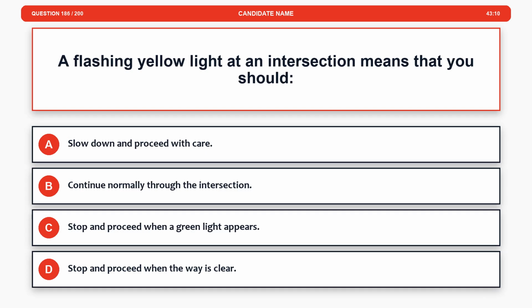Question 186. A flashing yellow light at an intersection means that you should Option A. Slow down and proceed with care. Option B. Continue normally through the intersection. Option C. Stop and proceed when a green light appears. Option D. Stop and proceed when the way is clear.